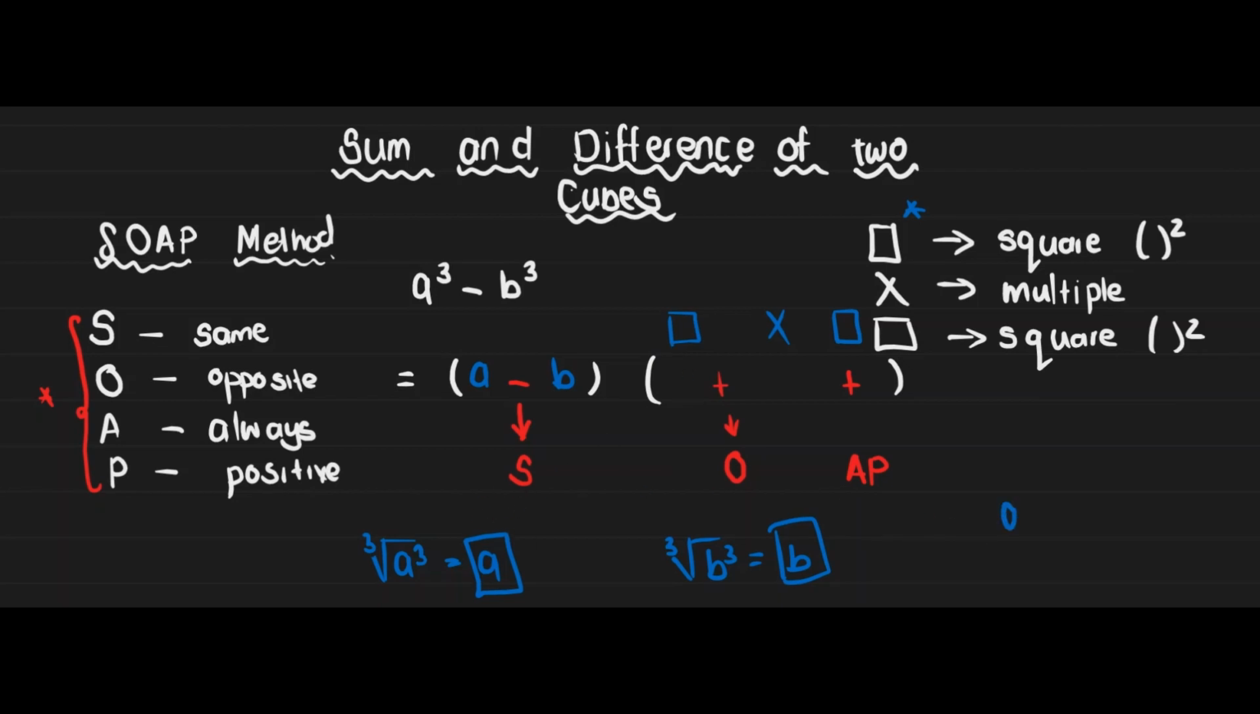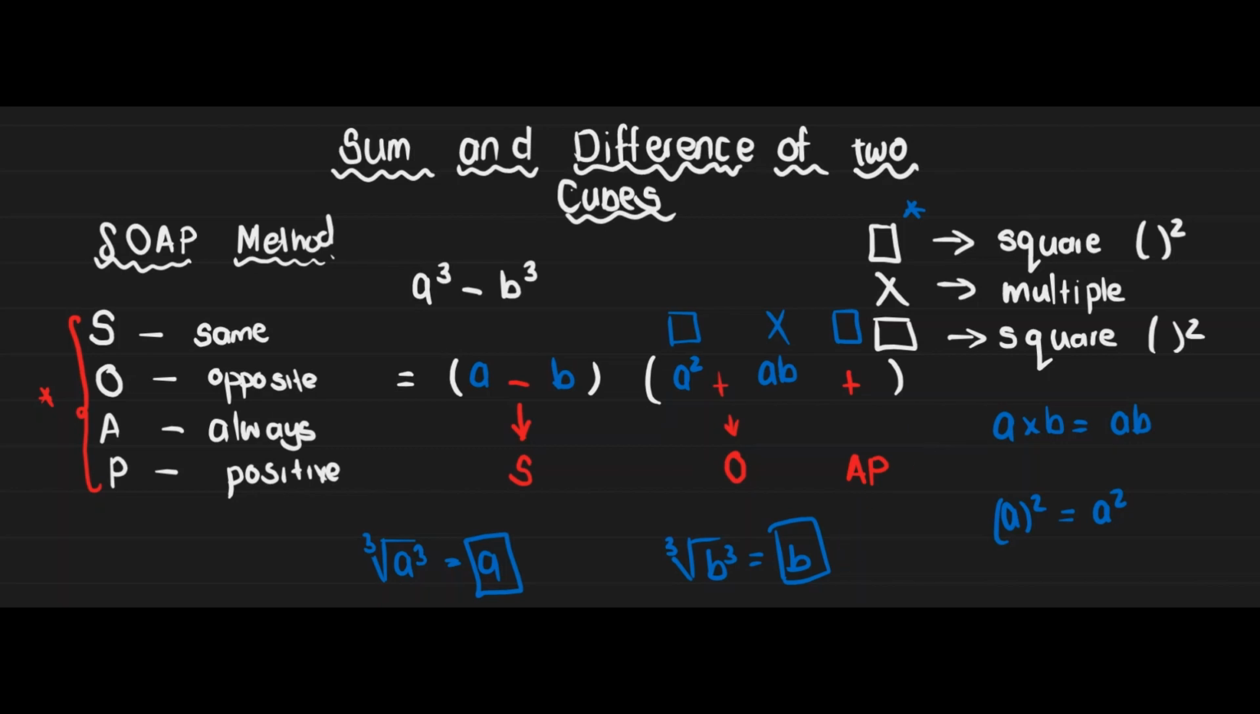So we're going to say a squared, and here we're going to write a squared. Then the second part says we need to multiply. What they mean is we need to multiply a and b, the ones that we just found inside the cube root. So it's going to be a multiplied by b, which gives you ab. So this one comes here.